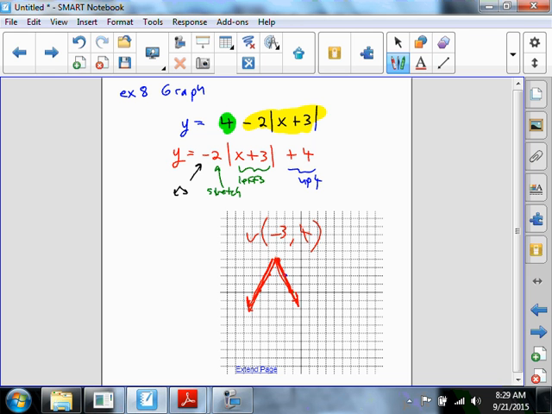Okay, so my domain is, again, all real numbers. My range goes from negative infinity clear up to 4. And that's the way. I like it.